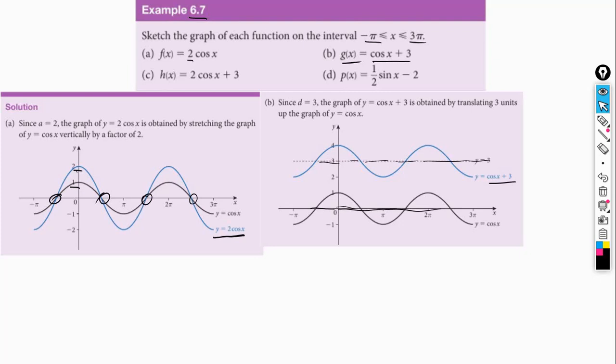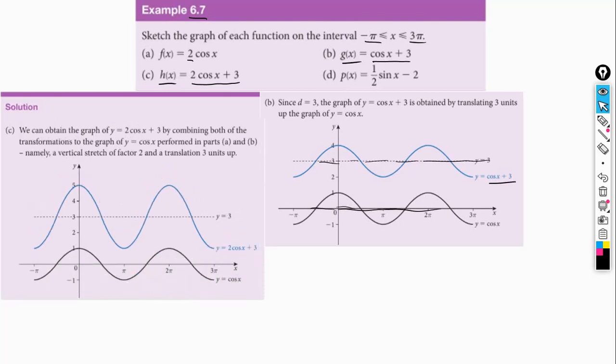For c, it says h of x is equal to 2 cosine of x plus 3. So this is both transformations simultaneously. So we're going to have that vertical shift upward, but also a stretch by a factor of 2. So notice that y equals 2 times cosine of x plus 3 is shifted vertically 3 units up, as we can see by the axis of symmetry, and also stretched by a factor of 2. 3 plus 2 is 5. You can see that going through 5 here, and it's those two transformations simultaneously.